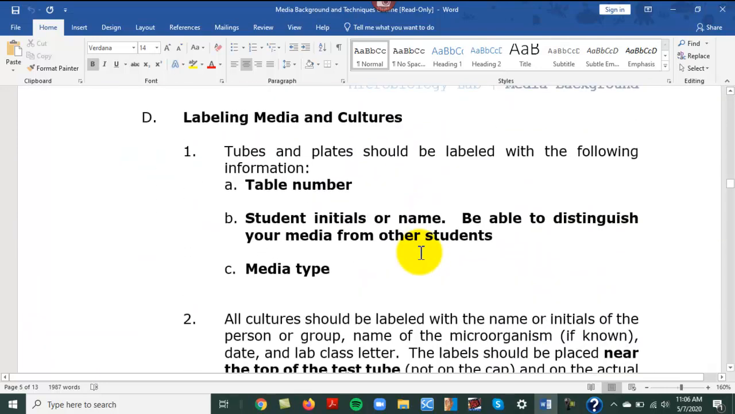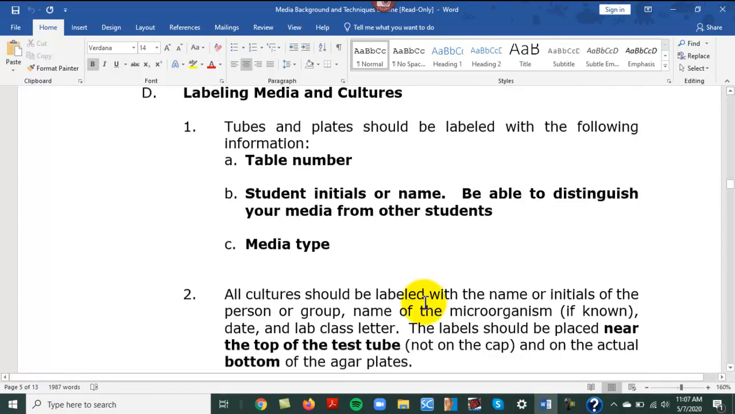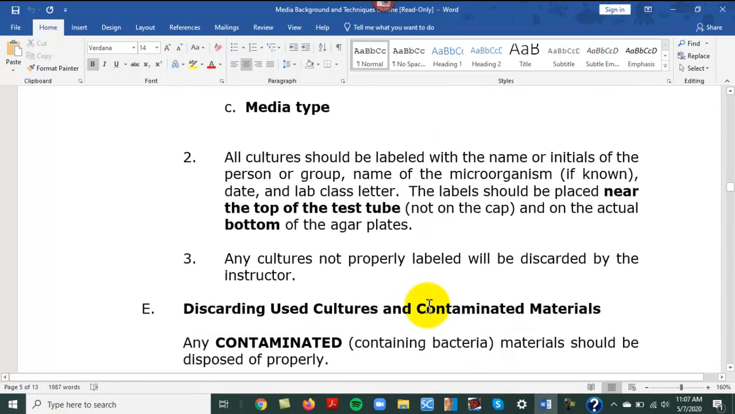When you label things, you want to make sure things are labeled correctly. You want to put your name on them, your table number, the organism you're working with sometimes, the type of media it is. In other words, is it nutrient agar? Is it tryptic soy agar, TSA? You label all that. You want to be able to find your cultures when you start looking for them. And it tells you a little bit more how to label a test tube.